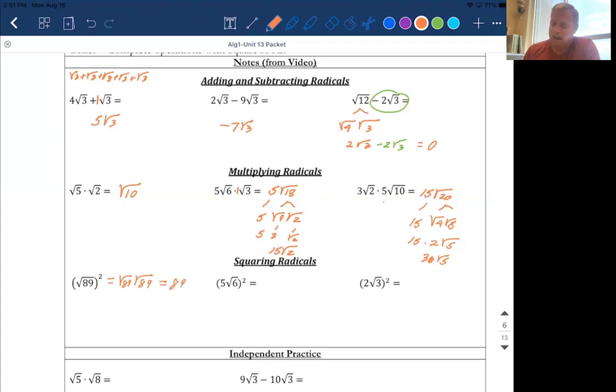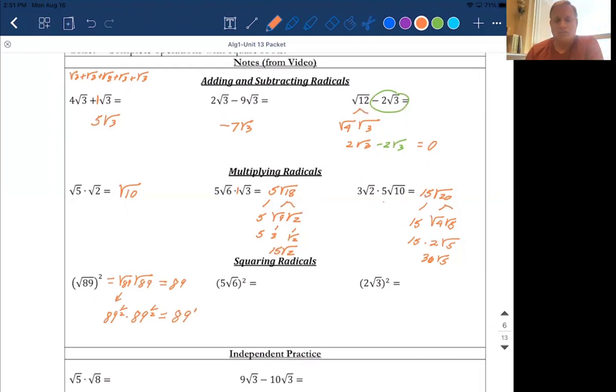See, the square root of 89 is the same as 89 to the 1/2 power. And if we multiply it by itself, by rules of exponents, we have to add the exponents together. It gives us 89 to the first, or just 89.